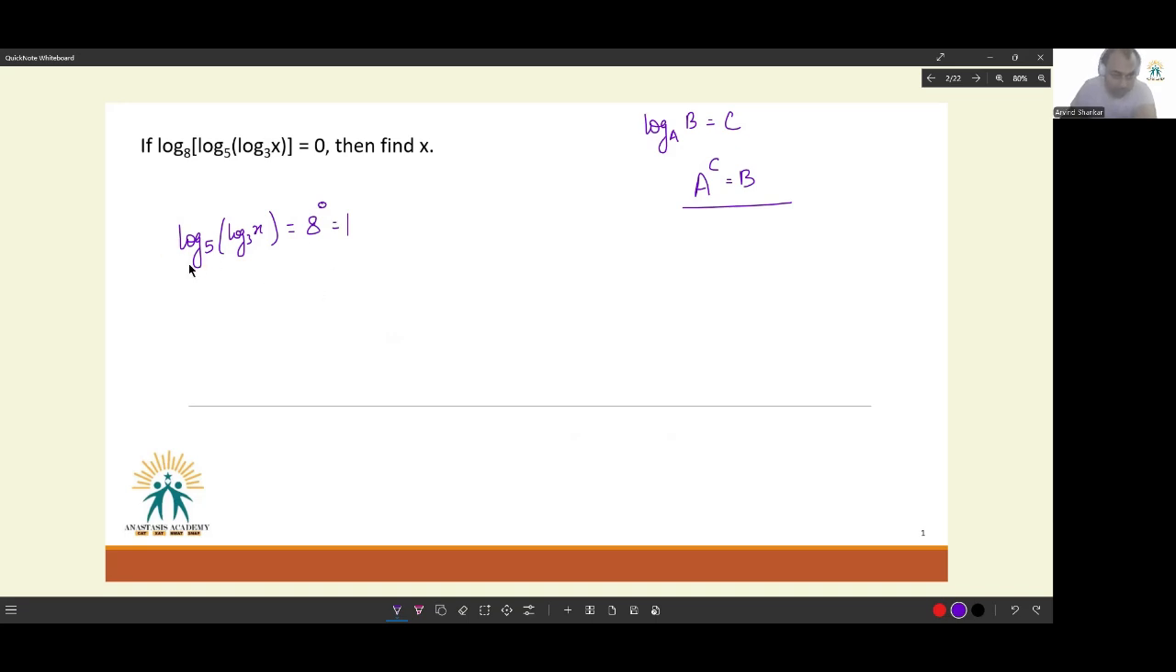Now, this can be further simplified as log x to the base 3 is equal to 5 raised to the power 1, which is equal to 5 alone, which can be further simplified as x is equal to 3 raised to the power 5, which is 243. And we have our final value of x, 243, identified.